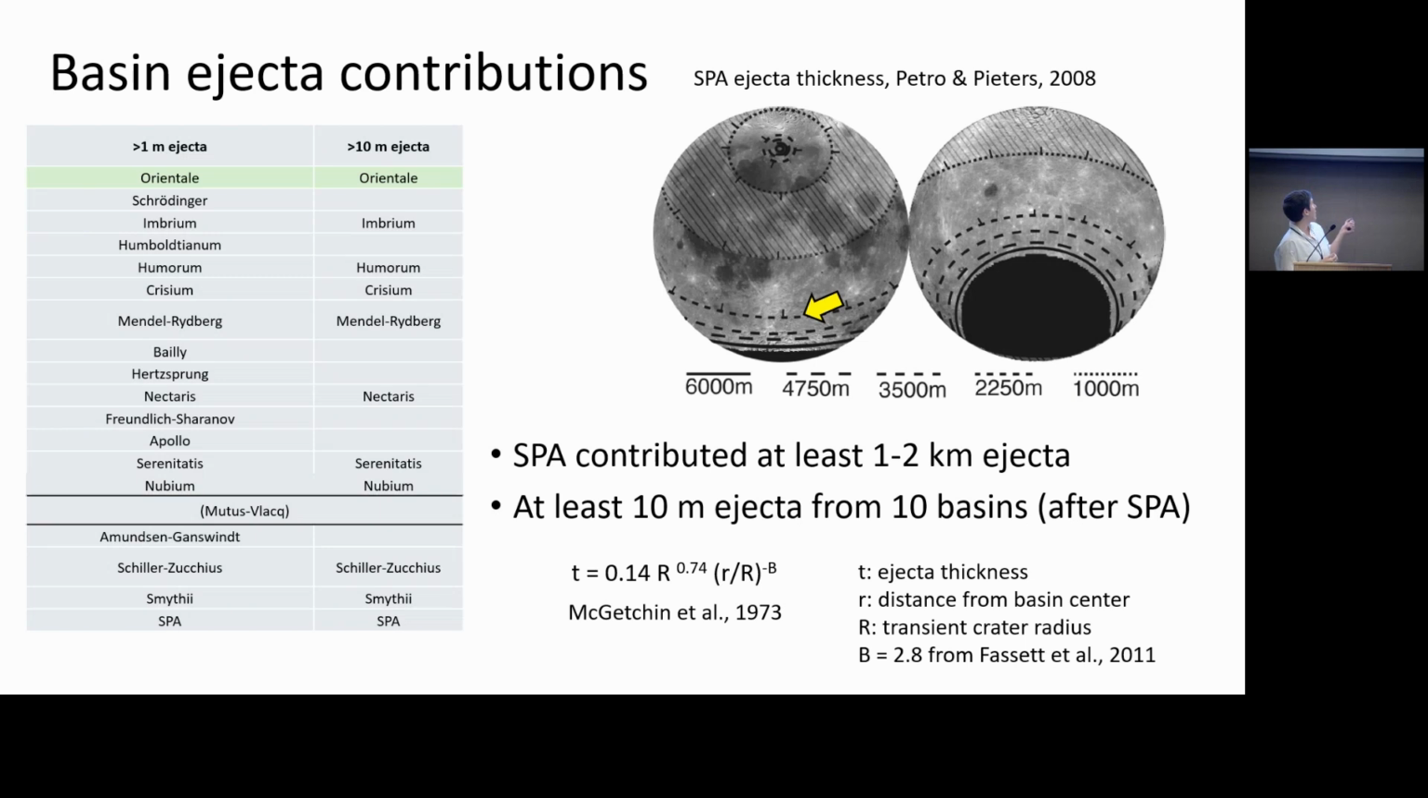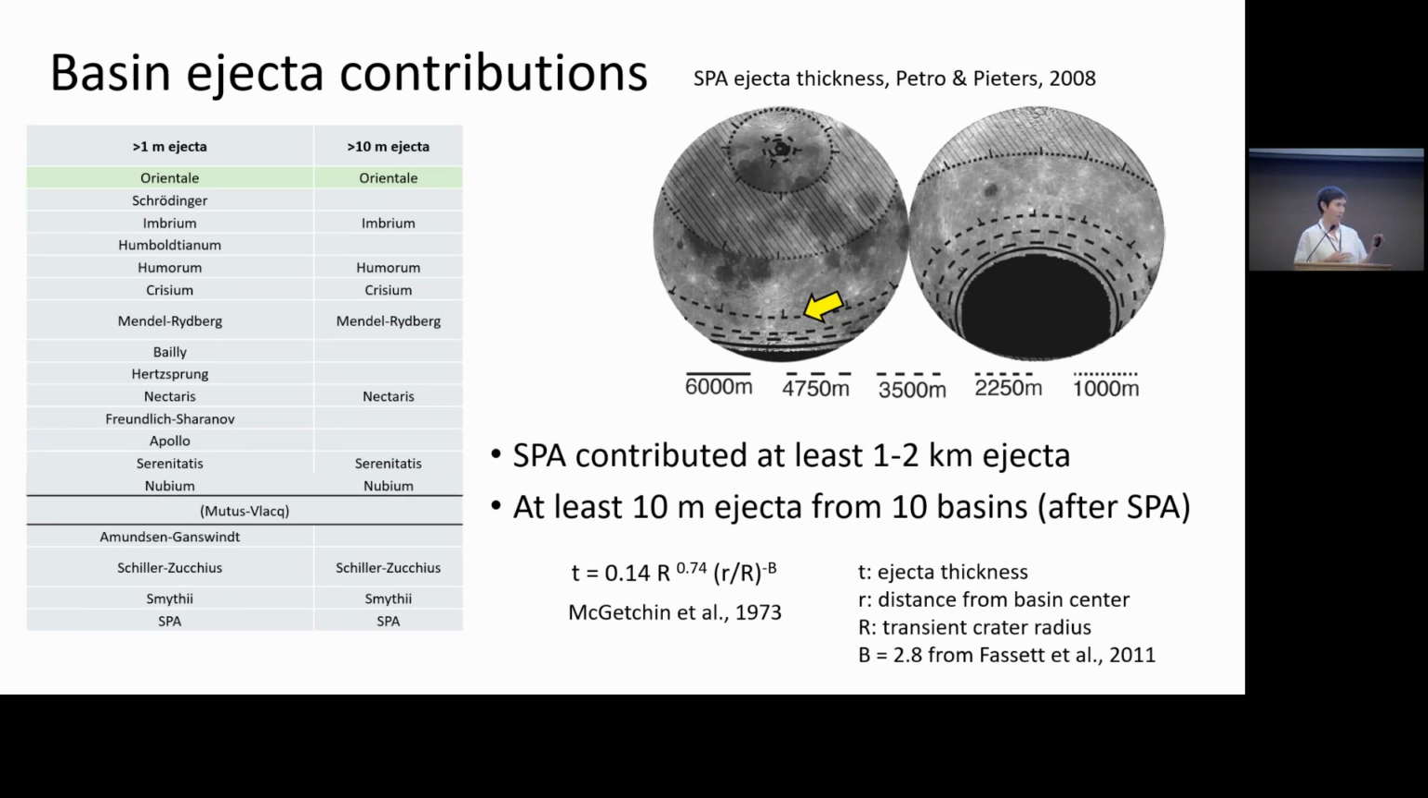So the Maurolycus region is where this big yellow arrow is. This region probably received 1 to 2 kilometers of ejecta from the SPA basin. So that's a huge contribution from SPA. And then what I did was just calculate all of the other major impact basins that would have deposited at least 1 meter of ejecta or at least 10 meters of ejecta to this region. And there are 10 basins after SPA that deposited 10 meters or more of ejecta in this region, and then another 5 to 10 more basins that could have contributed more than a meter.